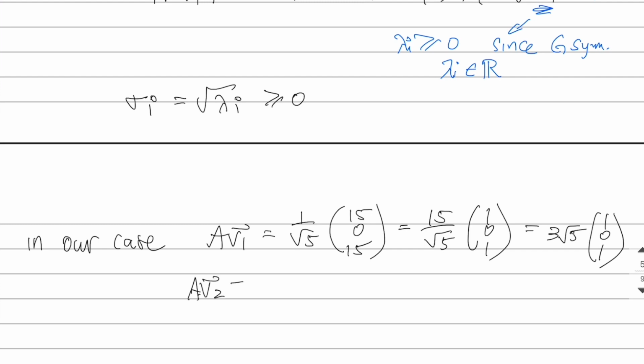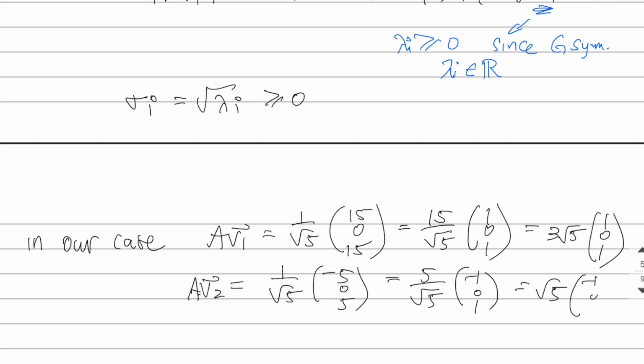AV2 was the vector 1 over root 5, negative 5, 0, 5. So if I were to take that out, I'll have a 5 over root 5, negative 1, 0, 1, which gives me a root 5, negative 1, 0, 1.